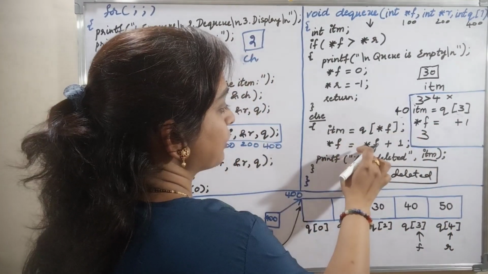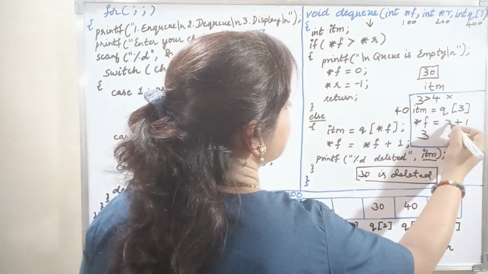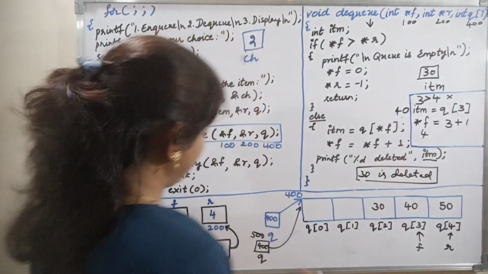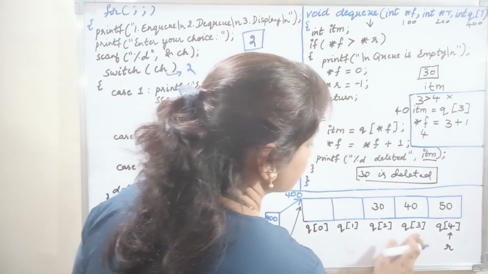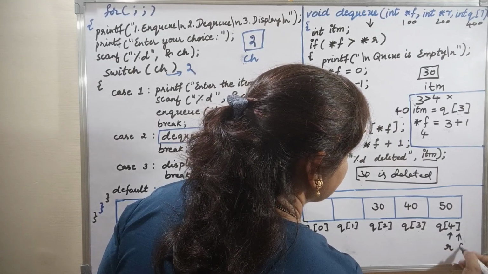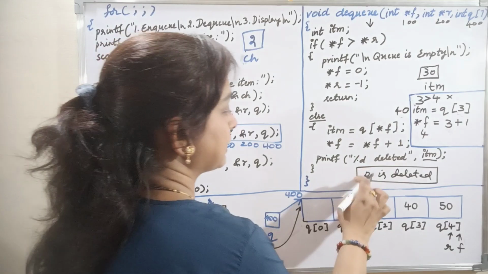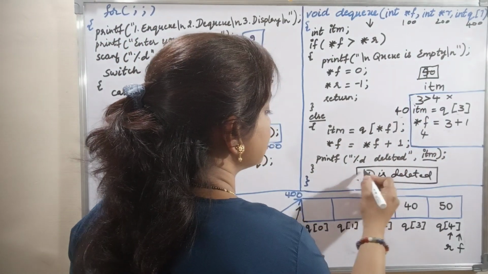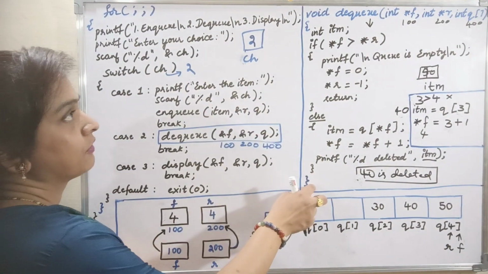Again pointer F equal to pointer F plus 1. Value at the location F, it is 3. 3 plus 1 it is 4. So now it is 4 now. So I need to change this here. It becomes 4 and here also see F is pointing to 4. Then a message saying that 40. So here comes 40. 40 is deleted. Function ends.